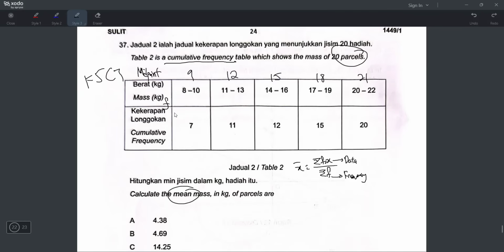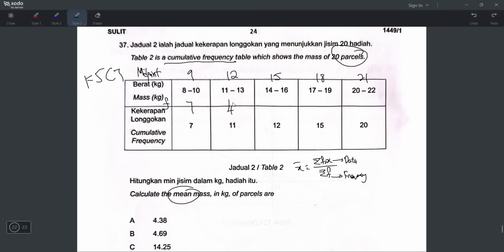So the first frequency and the first cumulative frequency will always be the same, because there's no class before it. But for the next one, you have to take 11 minus 7 to get 4. Because this 11 actually comes from where? It comes from this frequency plus the previous one. That's why you have to take 11 minus 7 to get 4.